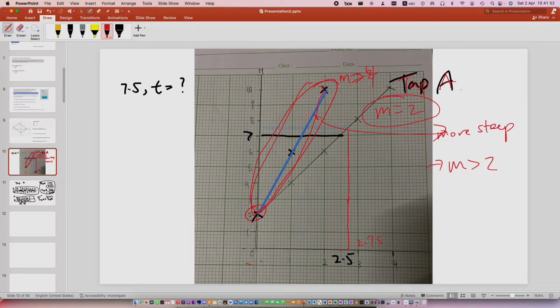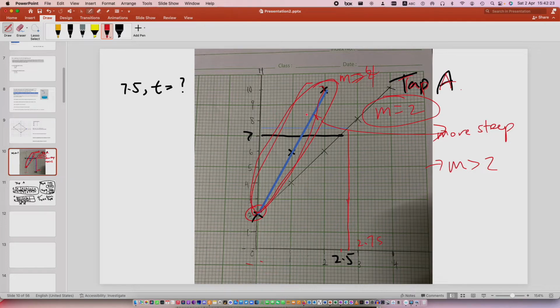So basically, if this is m equals 1, what do you think of this? Less than 1 or more than 1? This is 1. Less than 1 or more than 1? Less, right? This is 1, then this is more than. Why? The slope is more steep. Very easy to tell, right?